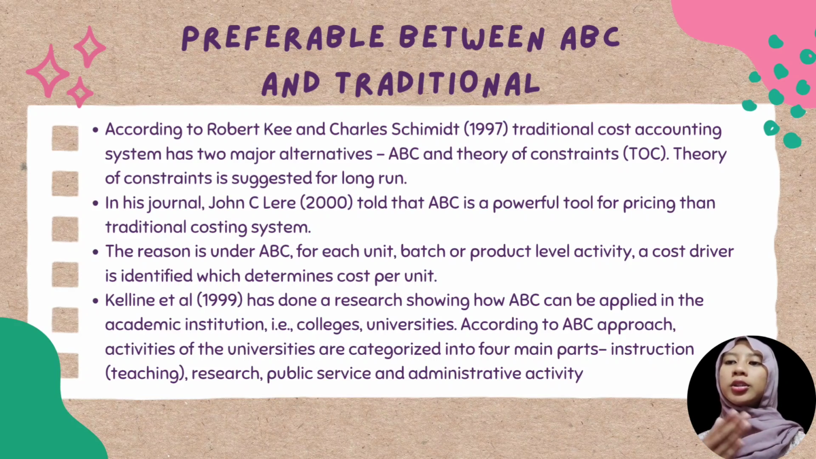In his journal, John C. 2000 said that ABC is a more powerful tool for pricing than the traditional costing system. The reason is that under ABC, for each unit, batch or product level, an activity cost driver is identified which determines cost per unit. Klein 1999 has done research showing how ABC can be applied in academic institutions, colleges, and universities. According to the ABC approach, activities of the university are categorized into four main parts: instruction, research, public service, and administrative activity.